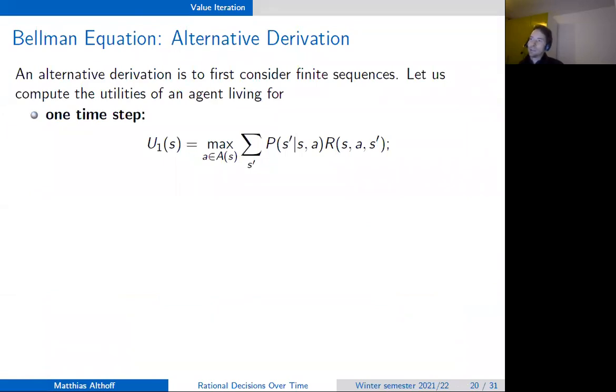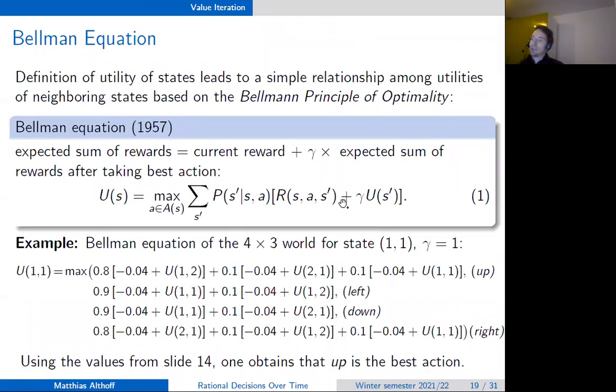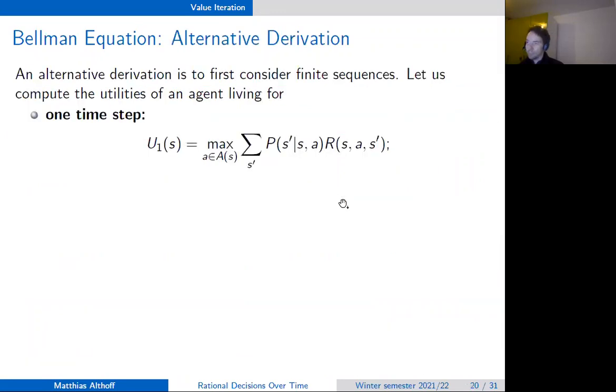This is the last slide for today. I would like to show you another way of coming up with this formula, which is maybe even more intuitive. So if the agent lives for one time step, then you just get the immediate reward, and you want to take the action such that the immediate reward is maximized. And again, of course, here you already have to consider the probabilities of ending up in different states, but this is a formula we can easily agree on is correct.